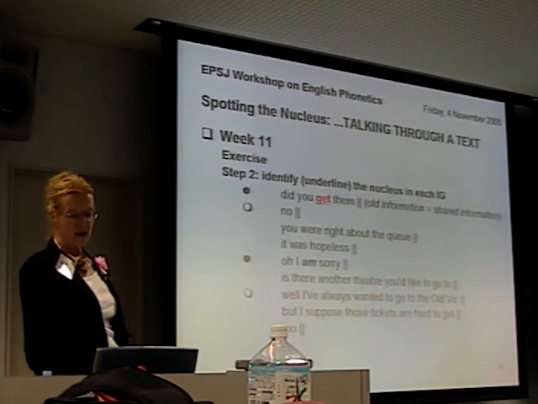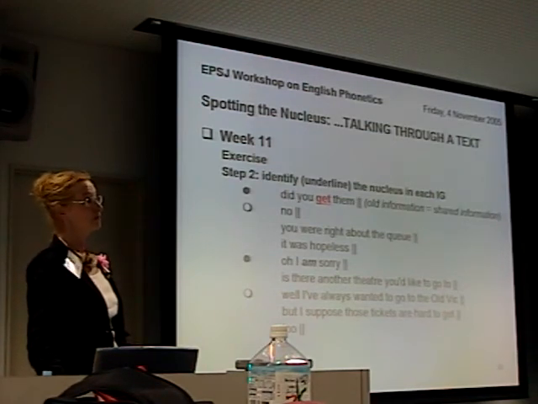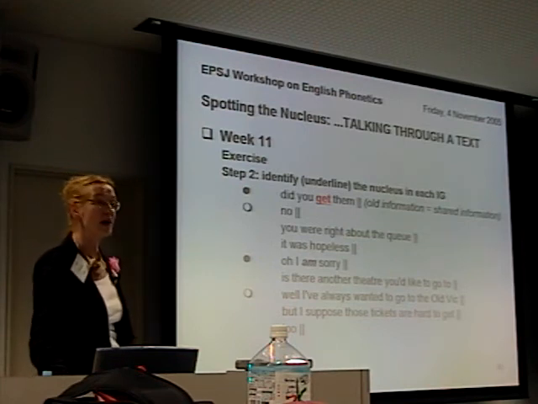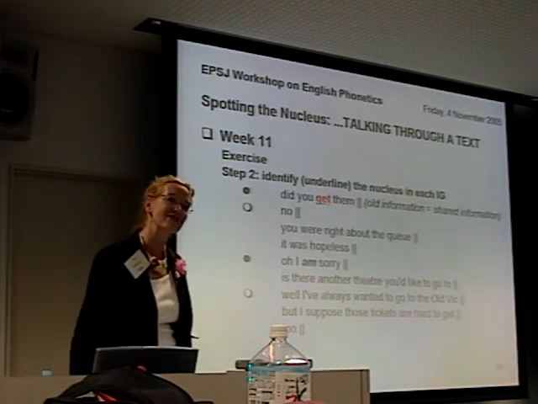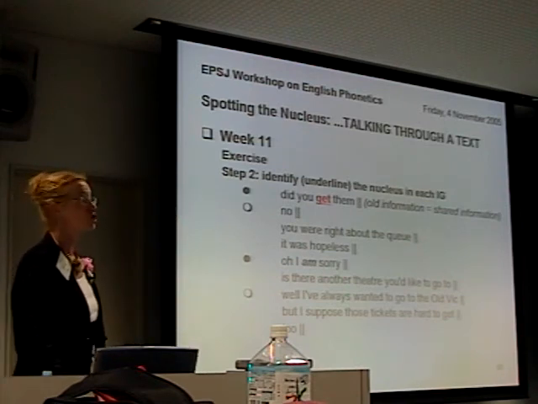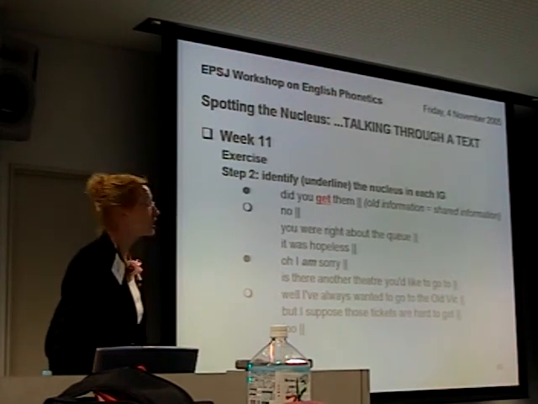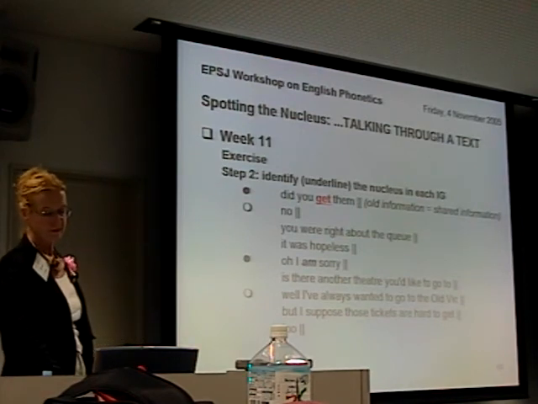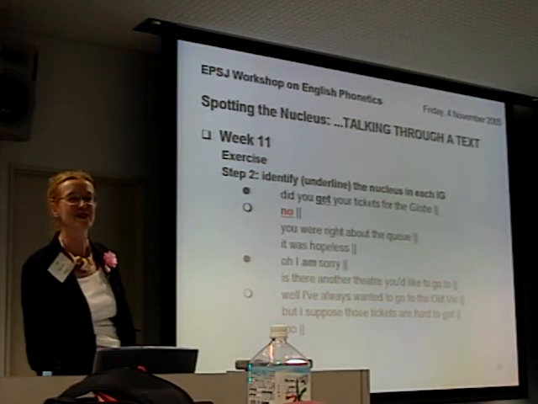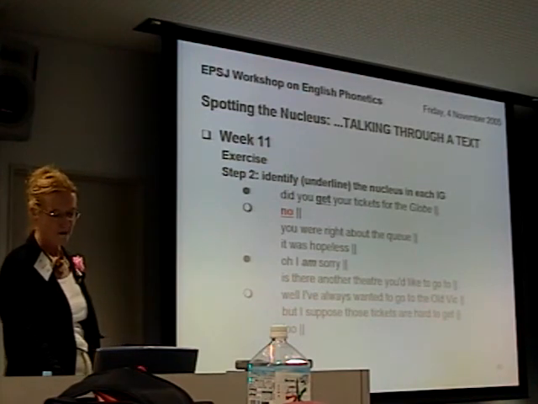Well, it's on Get for the very simple reason that all the rest is old information. I could equally have said, did you get them? Couldn't I? Because we would know what them applied to. It applies to the tickets for the Globe. So I don't even have to repeat that phrase. But if I do repeat it, I certainly don't give it a nucleus. The next one's easy, because we've only got one syllable to choose from, so it's bound to be no.